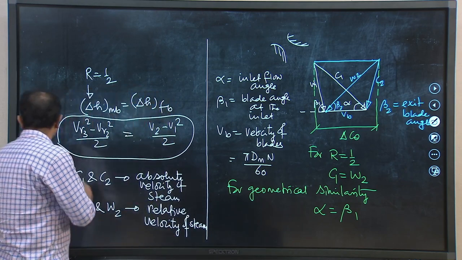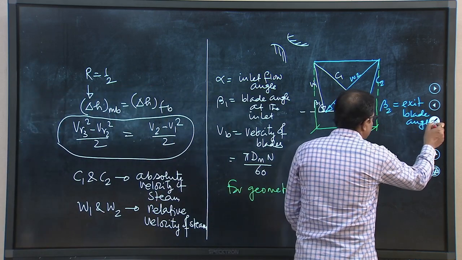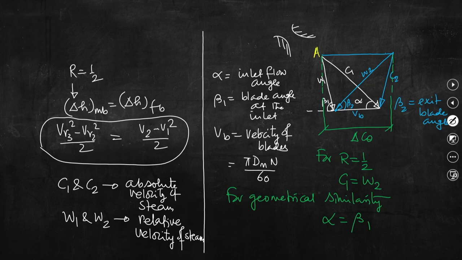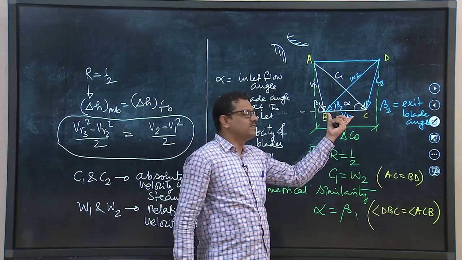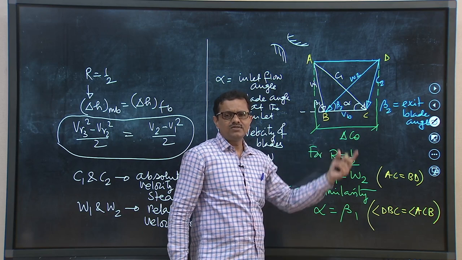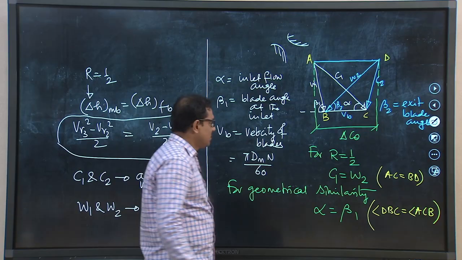Now if we try to give names to these two triangles that we have drawn here, say this is A, this is B, this is C and this is D. What we had seen is that C1 equal to W2, that means AC equal to BD, alpha equal to beta 1, that means angle DBC equal to angle BCA or ACB. And also VB is common, because you can see that VB is the same. So, blade velocity, that is pi dm n by 60, is the same.